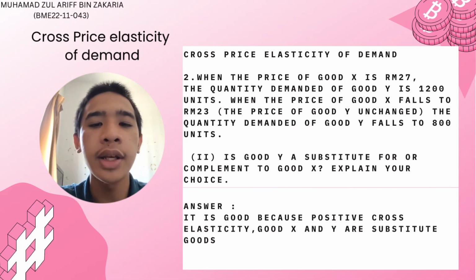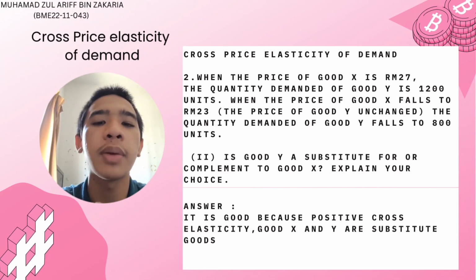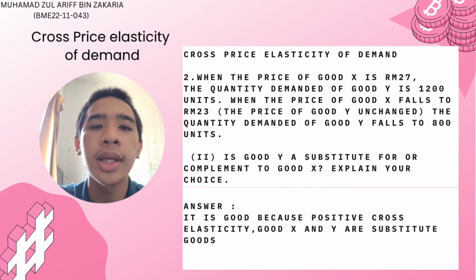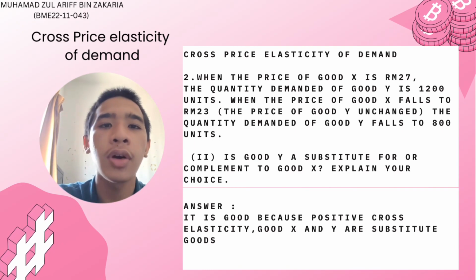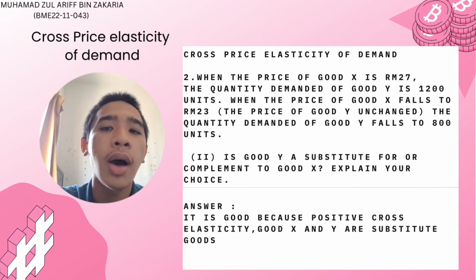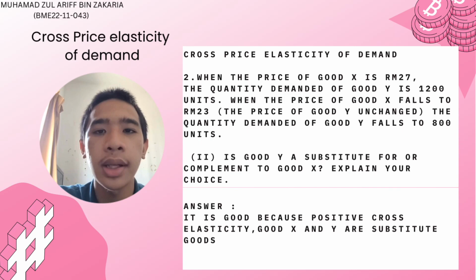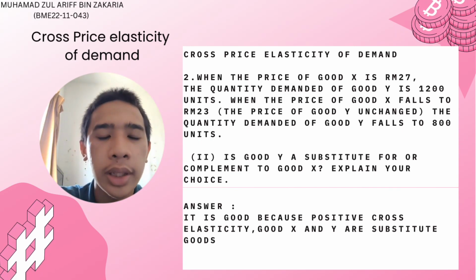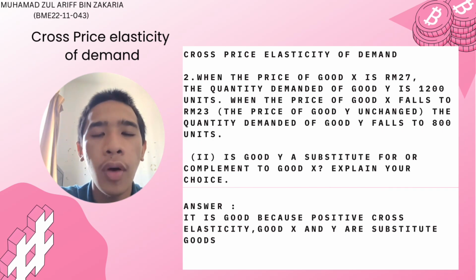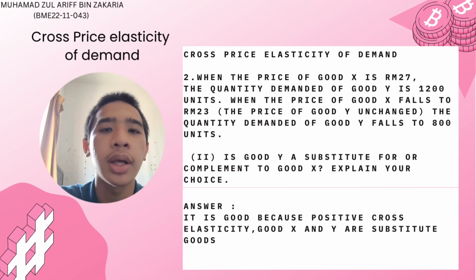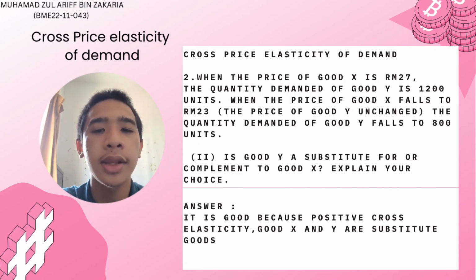And lastly, this is the answer for question number 2.2. It is a substitute because with positive cross elasticity, good X and Y are substitute goods. When the price of good X increased from 23 ringgit to 27 ringgit, the quantity demanded of Y also increased from 600 to 1200. So for this product, X and Y are viewed as being substitutes.